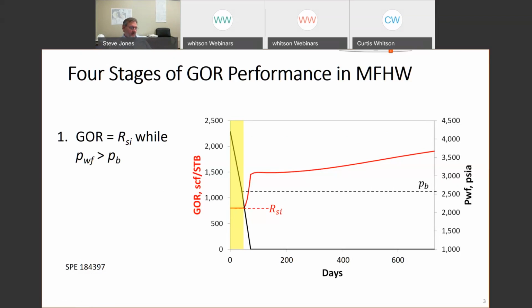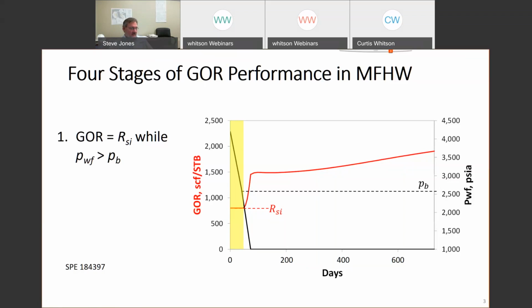So if you have the luxury of having a reservoir pressure that's above the bubble point, there may be a period early in the well's life when your bottom hole flowing pressure is also above the bubble point. And at that time, the GOR will be constant at the dissolved gas-oil ratio R sub SI, as long as the bottom hole flowing pressure is above the bubble point.